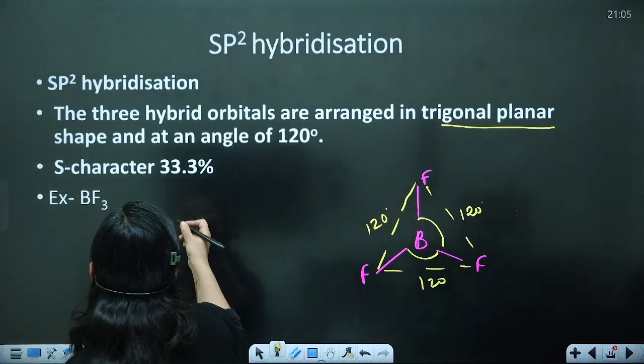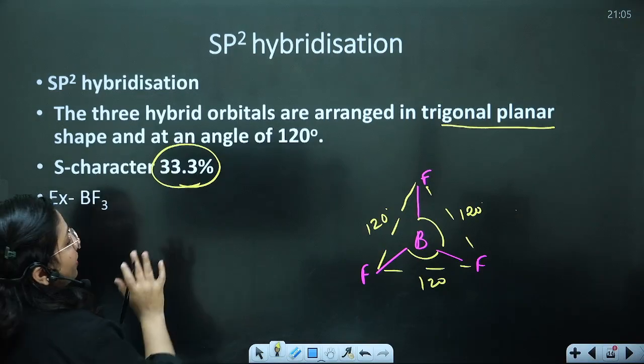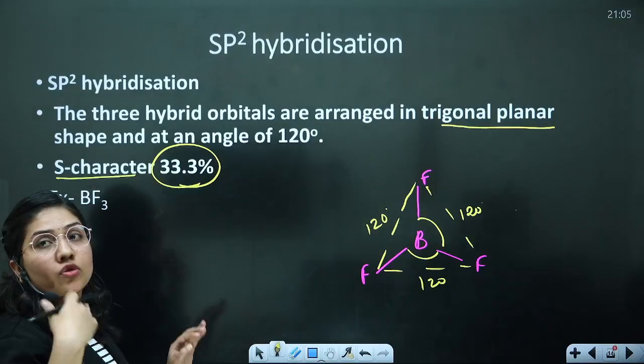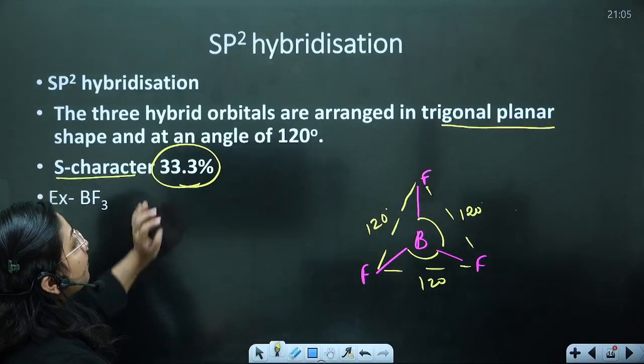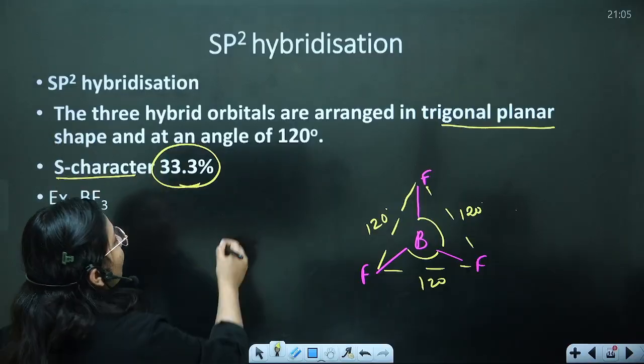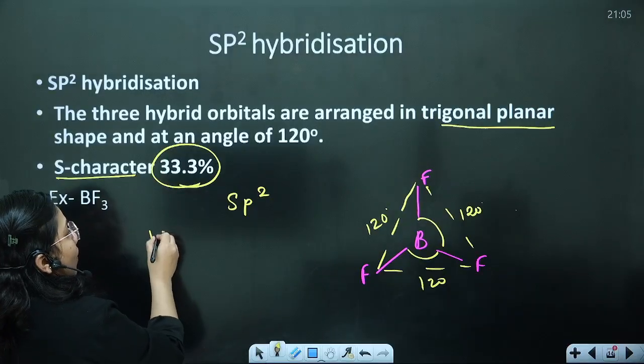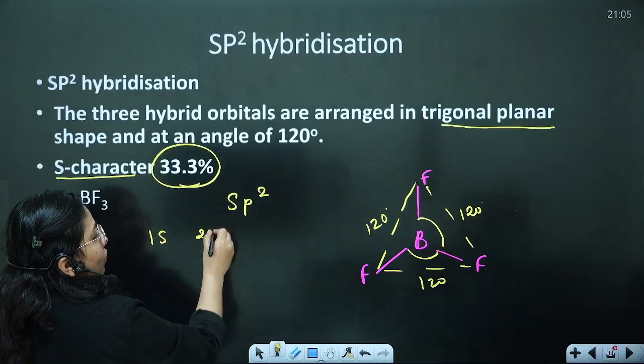Okay, now here how to calculate the S character for S character calculation, again go to the same method. Okay, what we will do here, we are talking about sp2 hybridization. It means 1s and 2p.